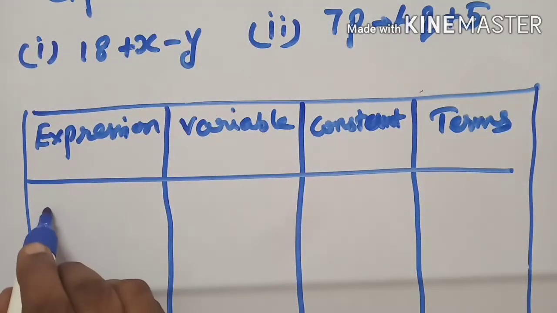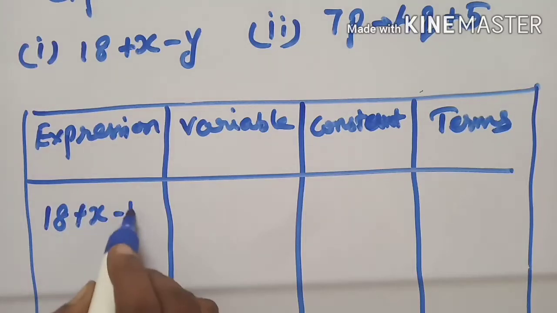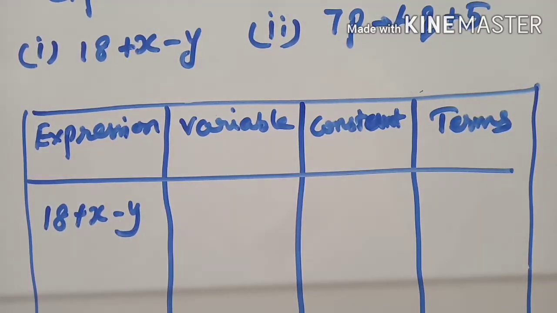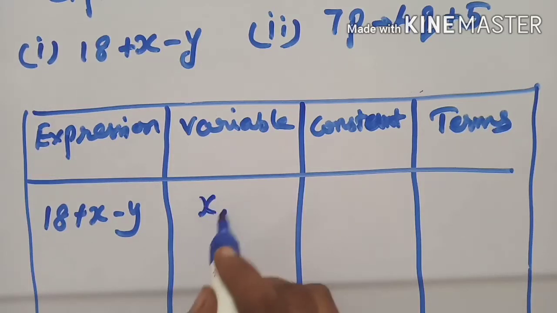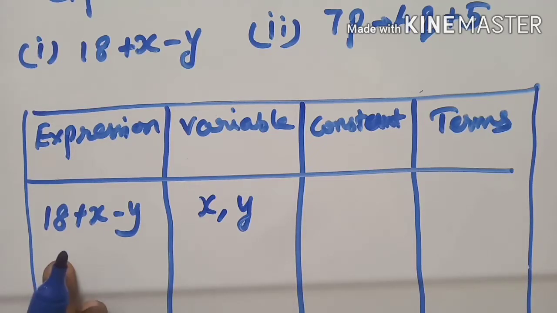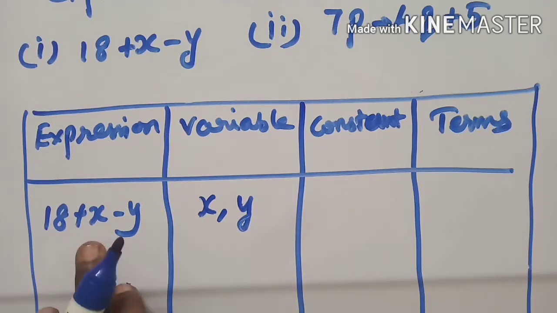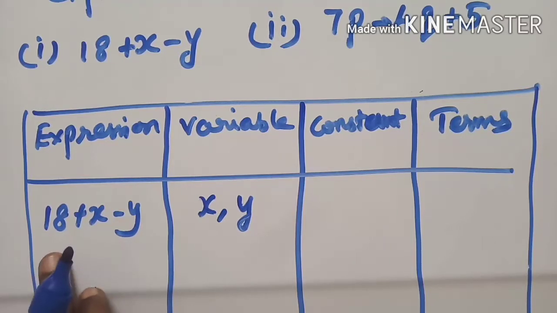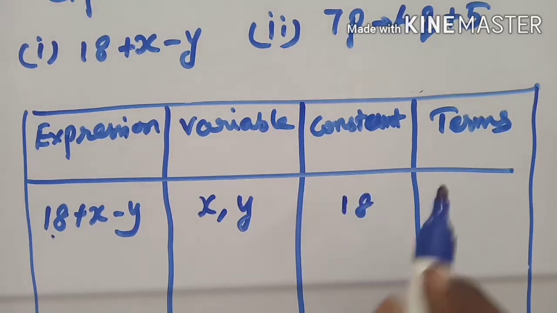First I'll go with the first sum. Take and write this expression, 18 plus x minus y. In this expression, how many variables are here? Two. What are they? x and y. So in the variable column you write x and y. What about constant? Here we have 3 terms. Two of them are variables, and only one numeric number is there. That number is called a constant. Except for the variable, if any term is there in the expression, that term is called a constant term. So the constant is 18.